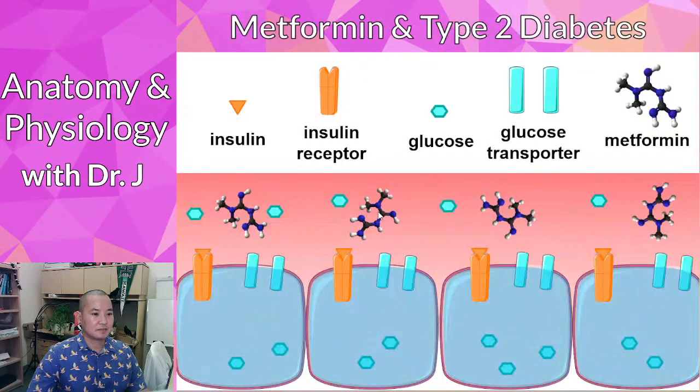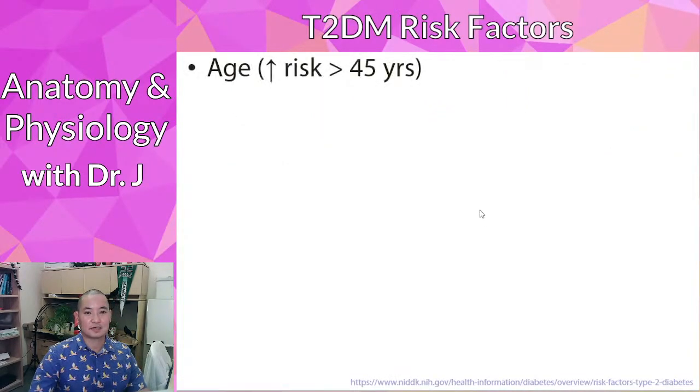Now, type 2 diabetes, why is it? So there are many risk factors, and as we age, we have an increased risk of developing type 2 diabetes mellitus. This is another reason why they previously called type 1 diabetes juvenile diabetes, because the average age where the symptoms of type 2 diabetes started to appear is generally older, as we see with this increased risk with age.